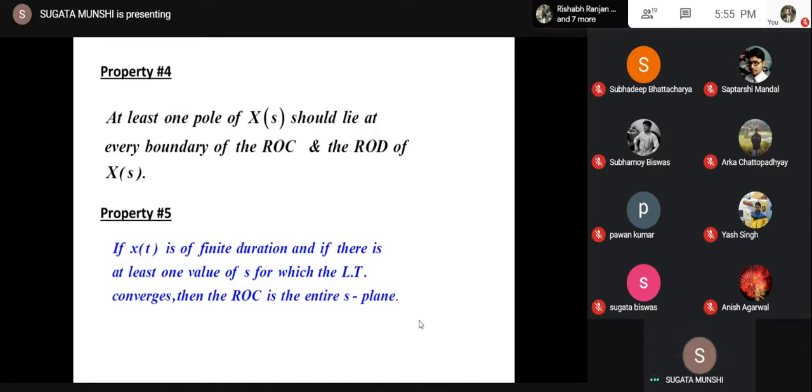Next one is, if x(t) is of finite duration and if there is at least one value of s for which the Laplace transform converges, then the ROC will be the entire S plane. I repeat, if x(t) is of finite duration and if there is at least one value of s for which the Laplace transform converges, then the ROC is the entire S plane.